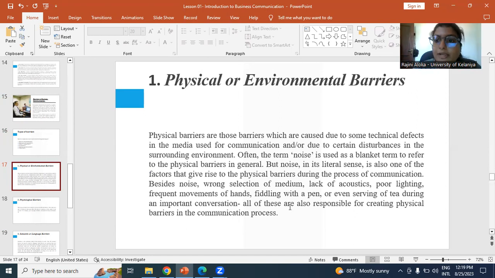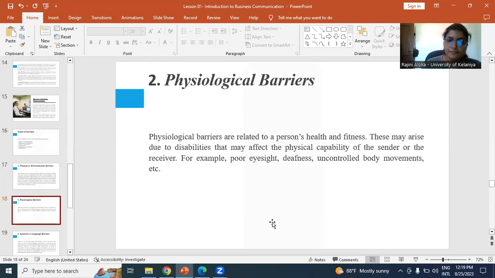So physical barriers or environmental barriers are things that will happen in the environment while we are communicating that will lessen the understanding of the message, or that will distract the receiver from understanding the message, or even the sender from communicating the message properly. Okay, so moving on, physiological barriers.